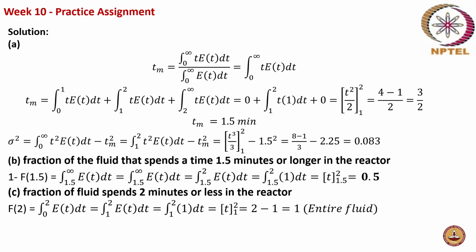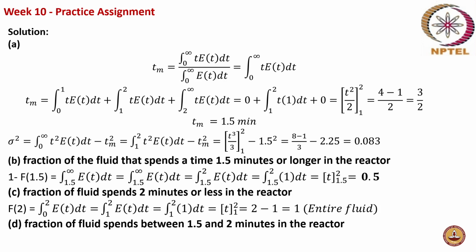So again, here we split the integral between 0 to 1 and 1 to 2, right? So 0 to 1 it is again 0. So it is just the integral 1 to 2 of E of t dt. So we know E of t value is 1. Substituting that, you will end up with F of 2, the fraction of fluid that spends time less than 2 minutes, as 1. That means the entire fluid spends less than 2 minutes in the reactor. And by 2 minutes, the entire fluid comes out of the reactor. This is what it means.